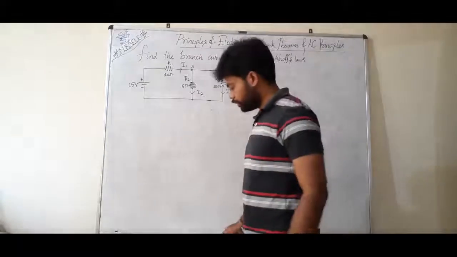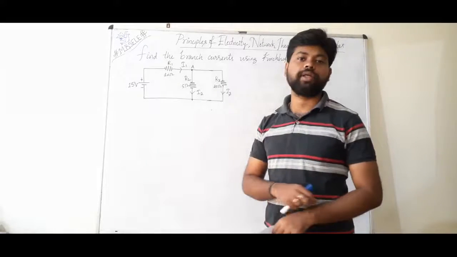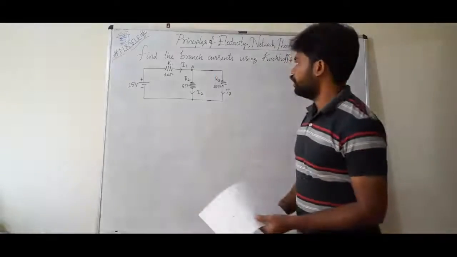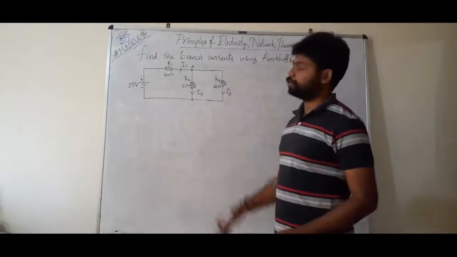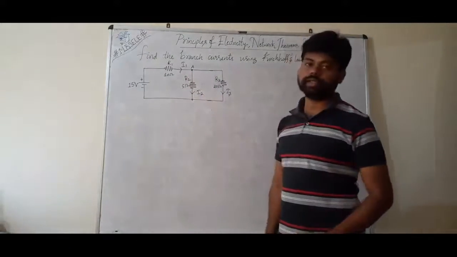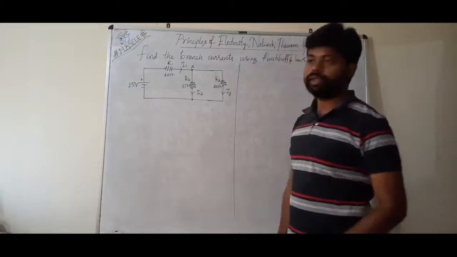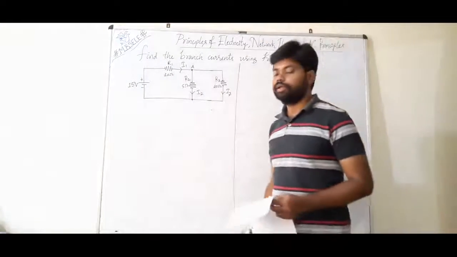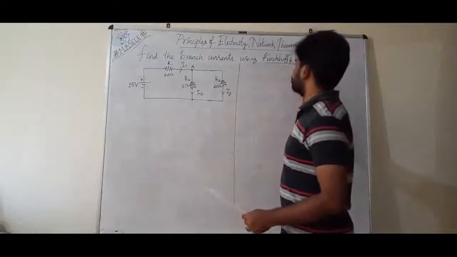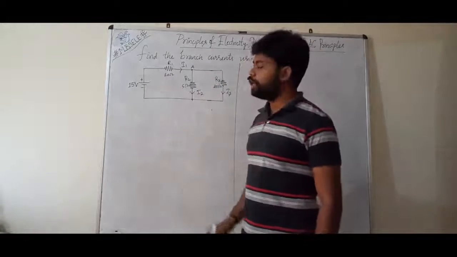Hello students, in the previous video we understood how to apply KVL and KCL to any complex circuit to find branch currents. Here, let us take one example problem and calculate these branch currents. In that way we will understand the process of using Kirchhoff laws and how to find the branch currents using them. First of all, there is a node here in this circuit.